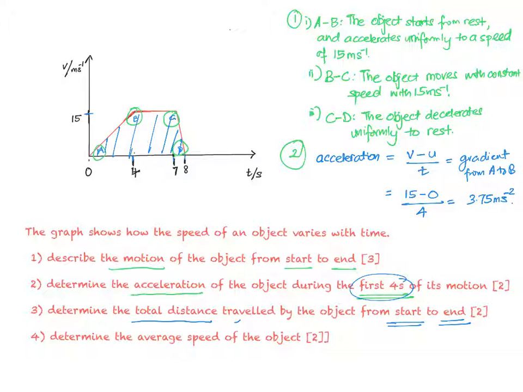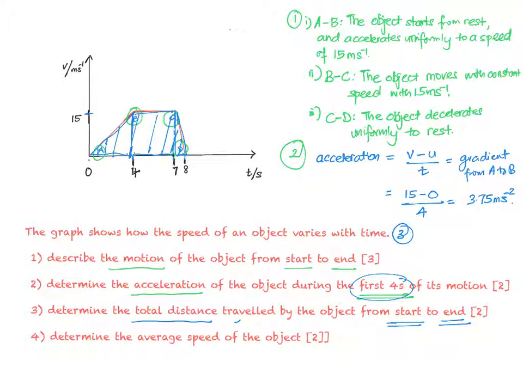The area under the graph you can find using the area of a trapezium. As you can see, this is a trapezium: half times sum of parallel sides times height. Or you can also take it section by section if you are more comfortable that way: the area of this triangle, this rectangle, and also the area of this triangle.